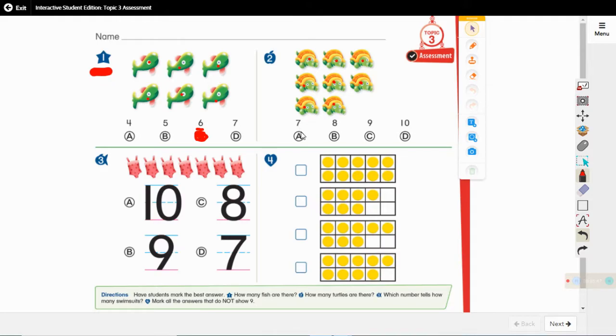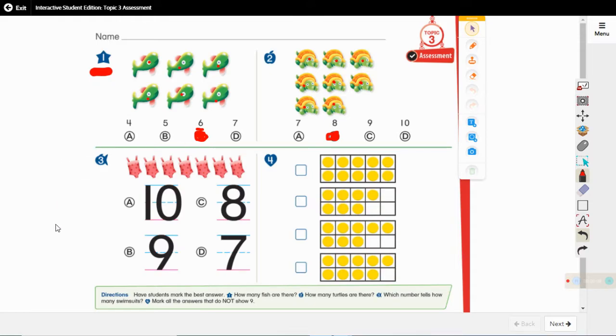If there were 7, you color A. If there were 8, you color B. If there were 9, you color C. And if there were 10, you'd color D. Do you remember how many there were? There were 8. So you're going to color in B for 8.